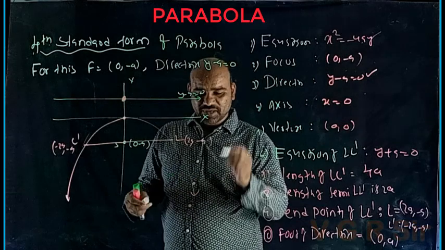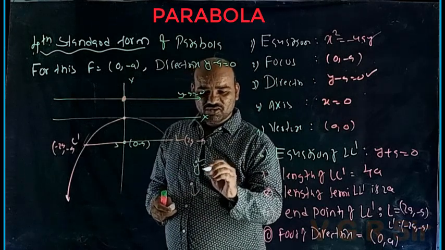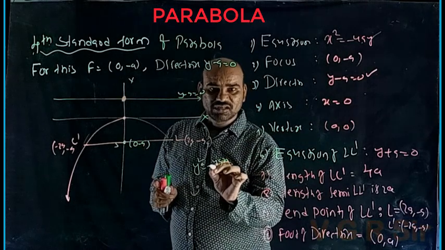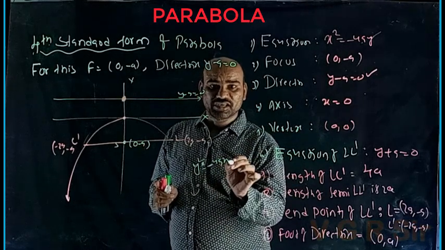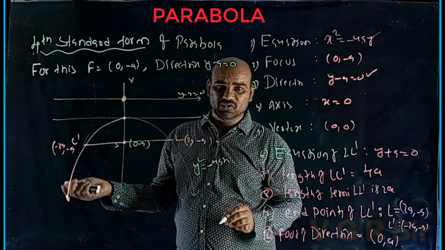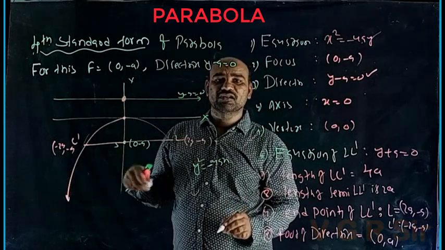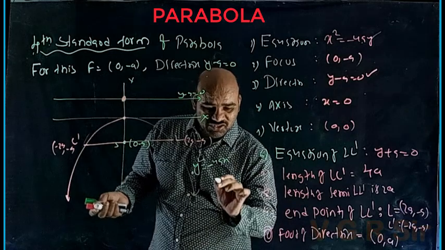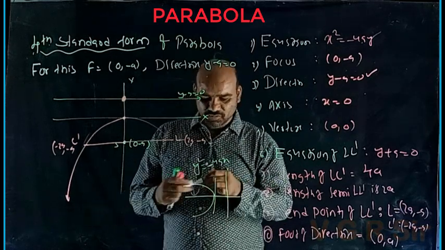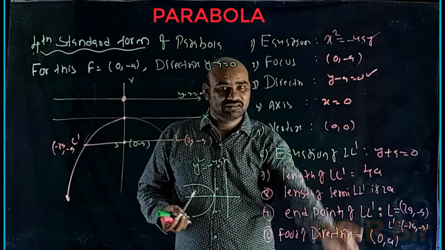A parabola is given, y square equal to minus 4ax, for example. Negative symbol. y square equal to minus 4ax. So what happened? This is open left hand side. Mouth of the parabola open left hand side. So it's a rough sketch. By using this rough sketch, you can write all.